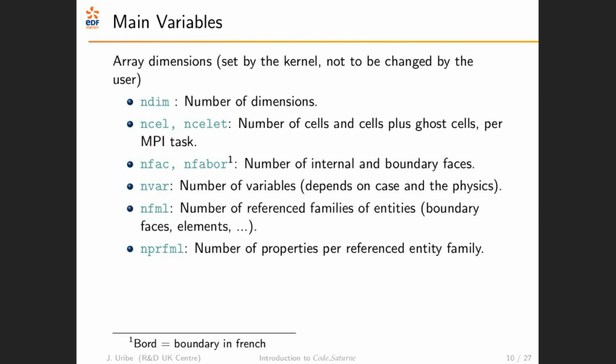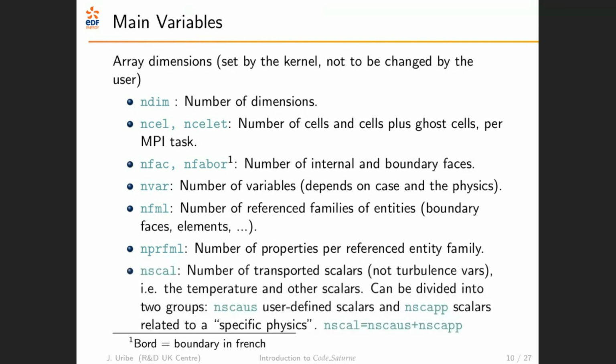And nfml is the number of families for boundary faces, for example, and nprfml is the number of properties per family. We'll get to that in a minute. NSCAL is very useful. It is the number of transported scalars. So these are scalars that are resolved by the code. So you have a transport equation for these scalars, not taking into account any turbulence variables. So it's things like temperatures, species, all the scalars that you solve in the combustion module, for example.